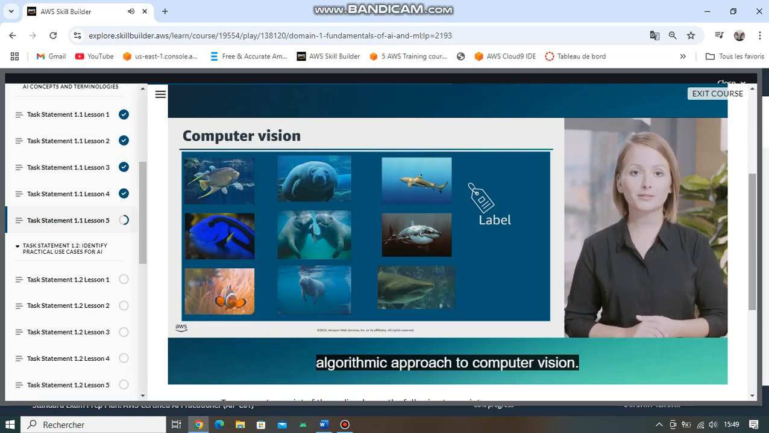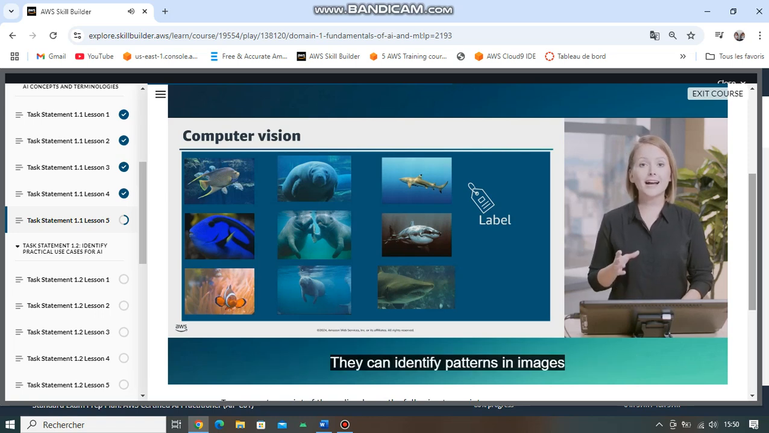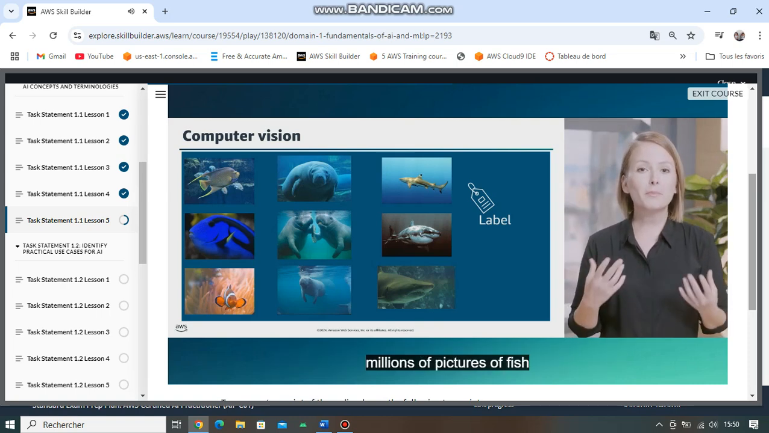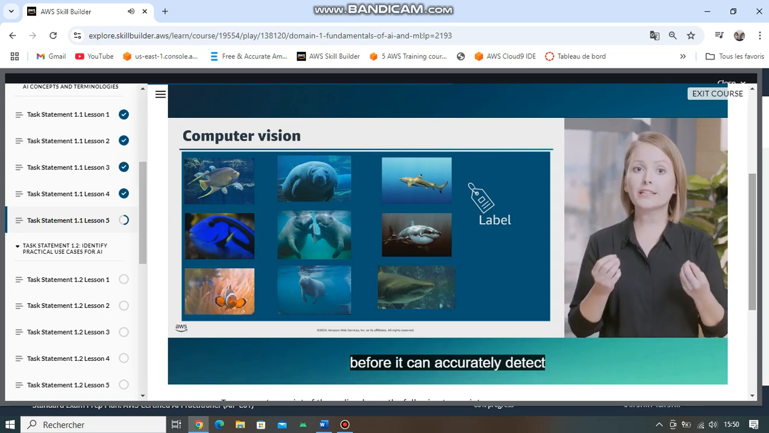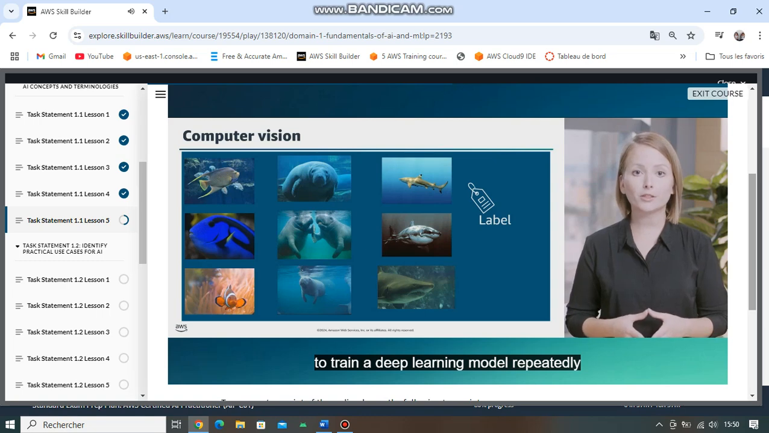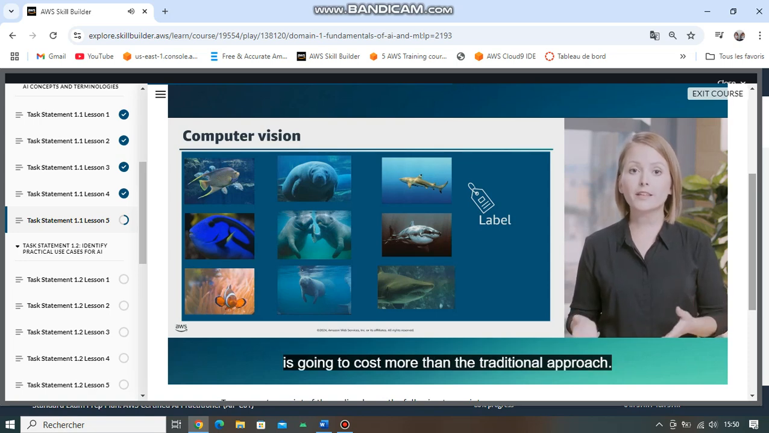to computer vision. A big advantage of deep learning models for computer vision is that they don't need the relevant features given to them. They can identify patterns in images and extract the important features on their own. However, we might need to give a deep learning model millions of pictures of fish before it can accurately detect and label a fish in an image. And the compute infrastructure to train a deep learning model repeatedly on such a large dataset is going to cost more than the traditional approach.